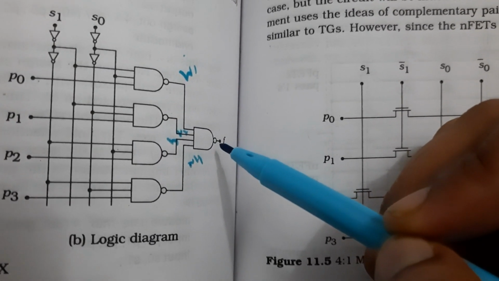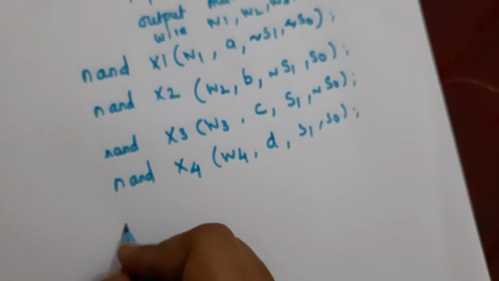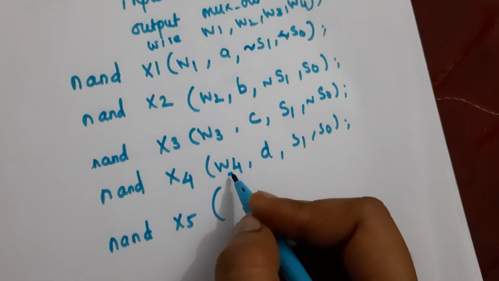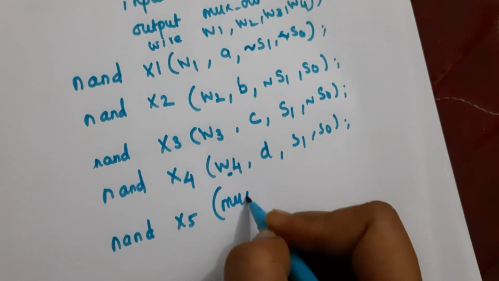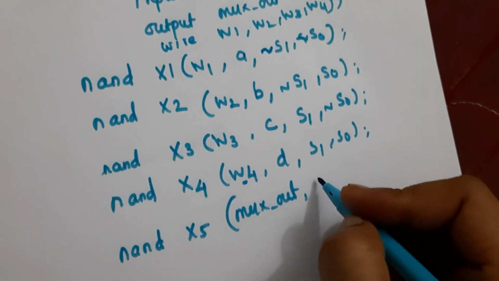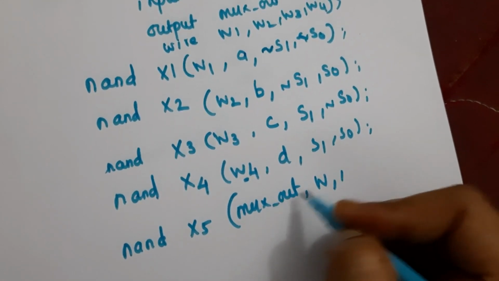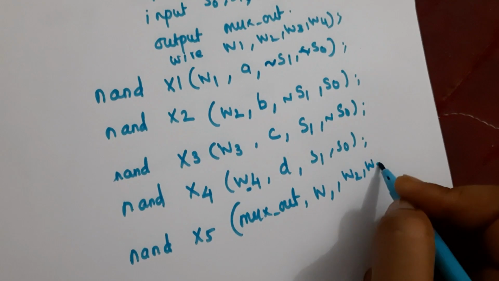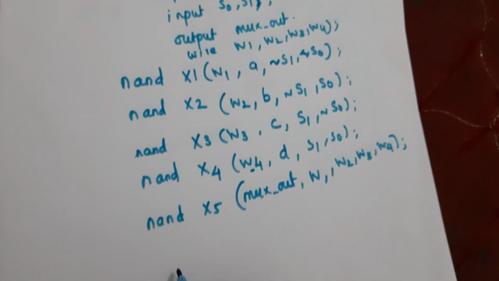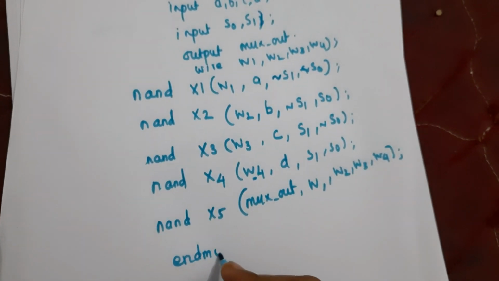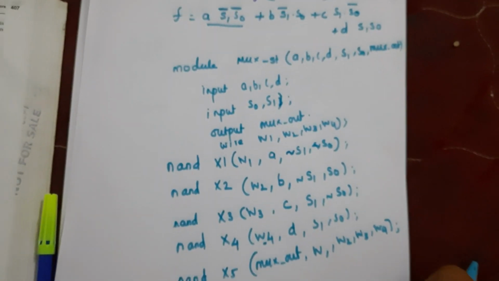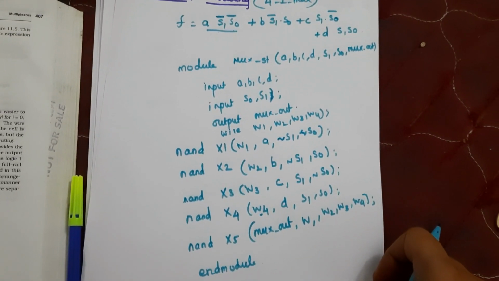Now another NAND gate, this is the final NAND gate. So NAND X5, and this is the output of that gate, and here we get the output as mux out, and inputs are W1, W2, W3 and W4. So write the inputs to this NAND gate: W1, W2, W3, W4. So now we get the mux out here. We just end the module, end module. So this is the structural modeling for realizing the 4 to 1 mux.